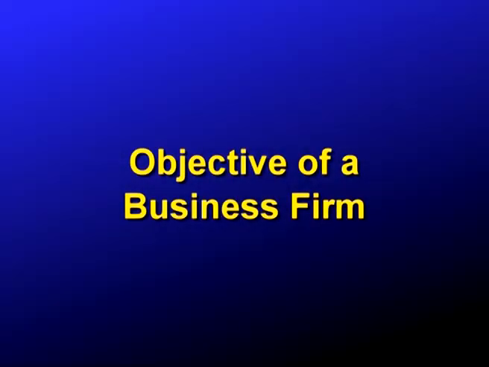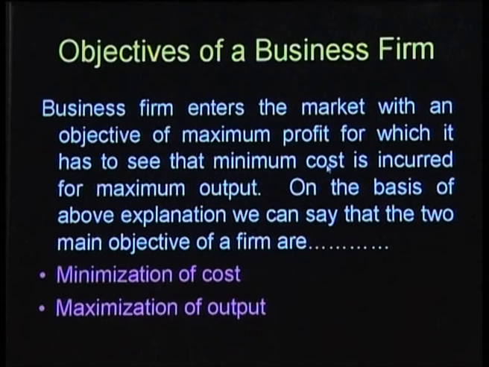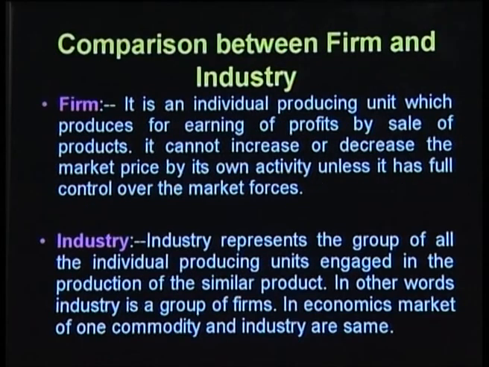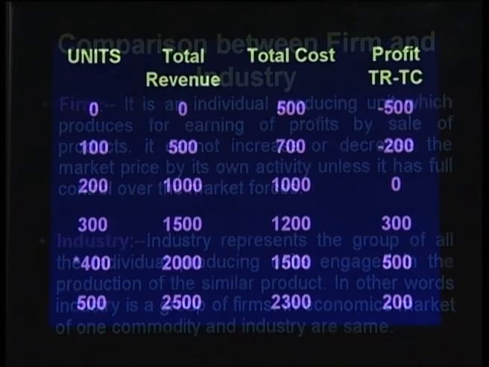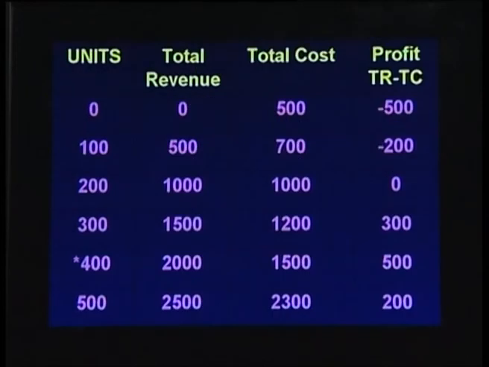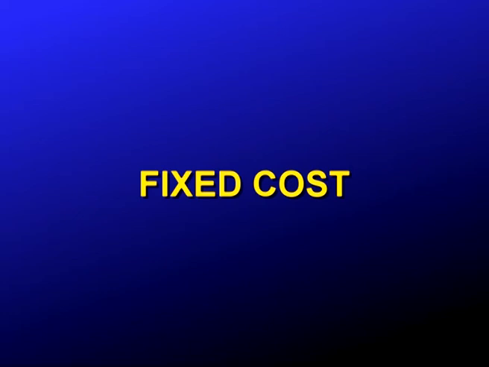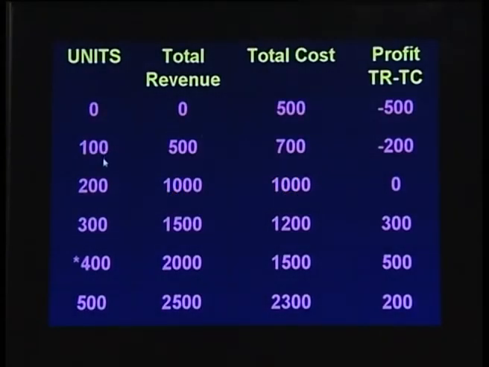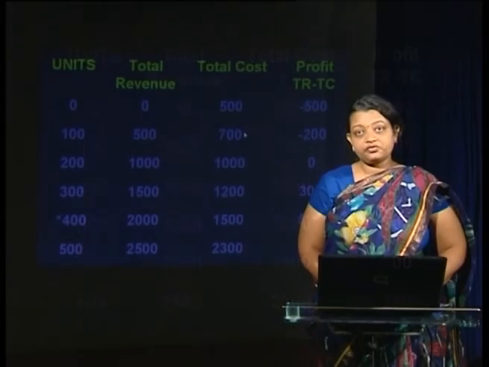The main objective of a business firm is to maximize the profits, for which it has to see that minimum cost is incurred for maximum output. It is possible by minimization of cost and maximization of output. Now, this table will explain where a firm will earn maximum profits. When firm is not producing, still some type of cost is there. That cost is fixed cost. But when firm is producing 100 units, the cost increases due to presence of variable cost.